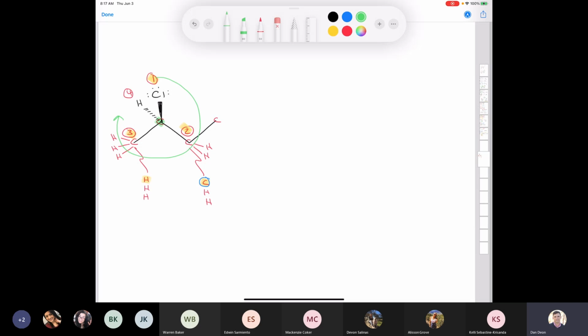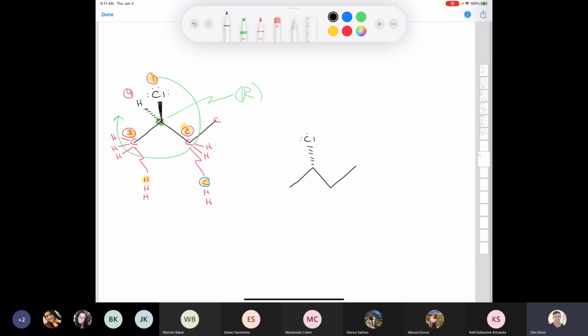We are going clockwise, and since it's clockwise and the lowest priority group is in the back, that means that this stereocenter is R, right? We're going to the right, okay? Now, if I do the other one a little bit quicker, I'll just prove that it's S, okay?